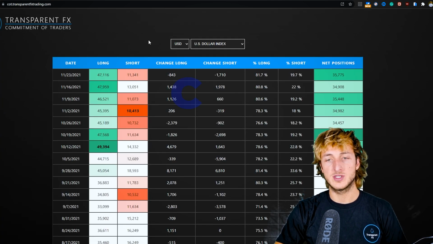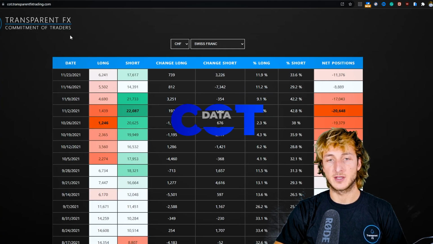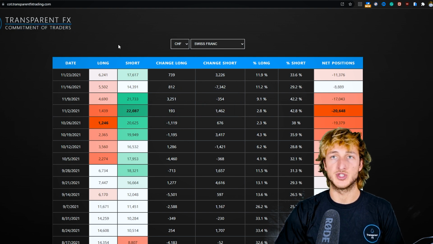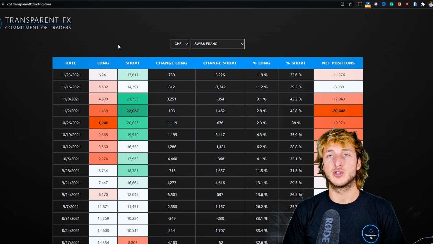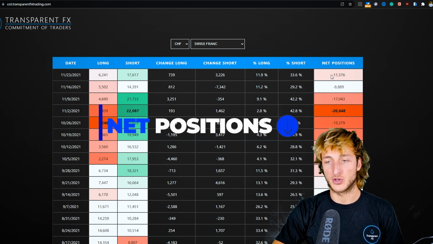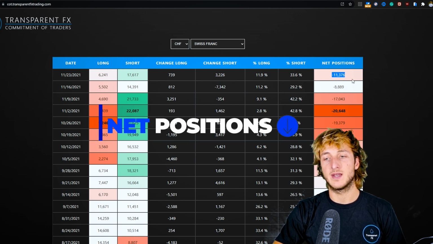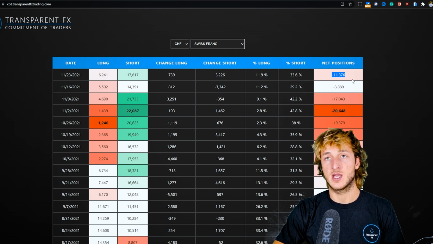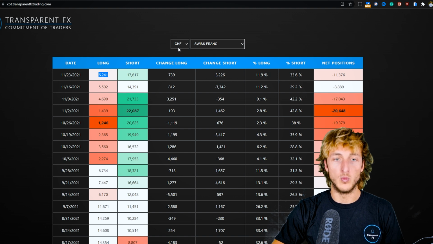Now, if we go and see what we have from a COT perspective, so commitment of traders, which is basically what hedge funds and the non-commercials, so the biggest speculators in the market, are doing, what we can see here is that lately net positions have been dropping. Currently, we're sitting with minus 11.3k net positions, meaning that from an institutional perspective, we have more shorts than longs. In fact, we currently have 17.6k short positions and only 6.2k longs. So the CHF at the moment is definitely quite weak.